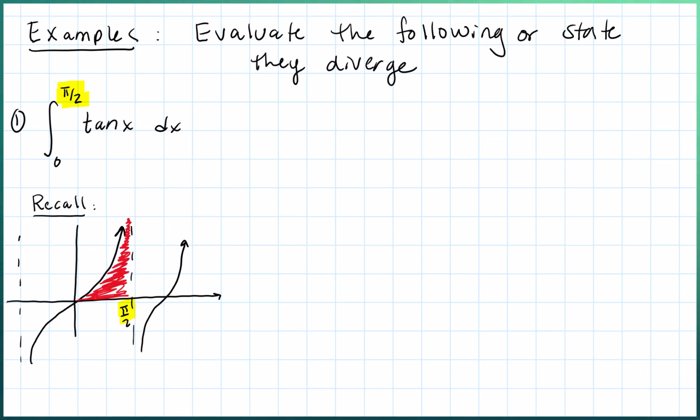So the question would be, is that area that is being trapped there between the function and the x-axis finite or infinite? And we won't know until we compute this improper integral. So we're going to go ahead and replace that upper bound with t. We're taking the integral of the tangent of x, and we're going to let t approach pi over 2 from the left. So we're evaluating this as we approach pi over 2 from the left.